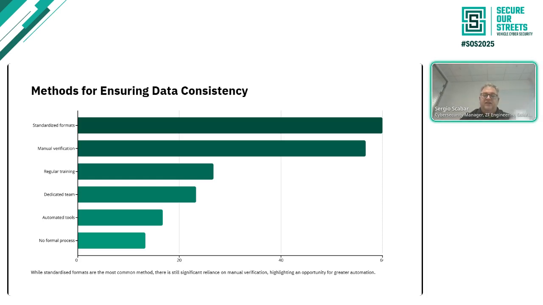When I asked how organizations keep cybersecurity data consistent when moving between systems or formats, the top answers are using standardized formats like openXSAM, 6% of the respondents, manual verification and quality checks, 56.7%, regular training for team members on data handling practice, 26.7%, dedicated teams responsible for data consistency, 23.3%, and rely on automated data conversion tools with only 16.7%. No formal process in place, 13.3%.